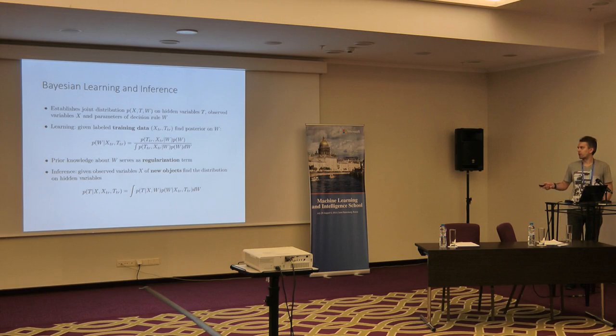So on the whole, it's computed quite straightforwardly, at least in theory. Of course, in practice, it's much more difficult because we need to take this integral, and it is rarely the case that it can be computed analytically. Pay attention that here I decomposed the joint distribution into a likelihood and a prior distribution of W, and this prior distribution can serve as a regularization term to prevent overfitting.